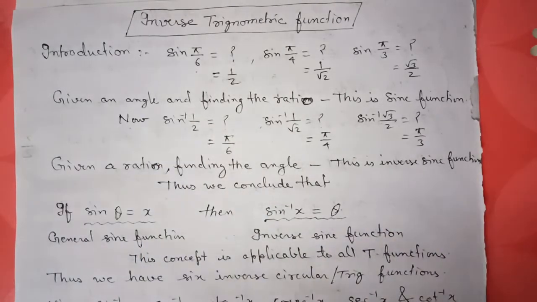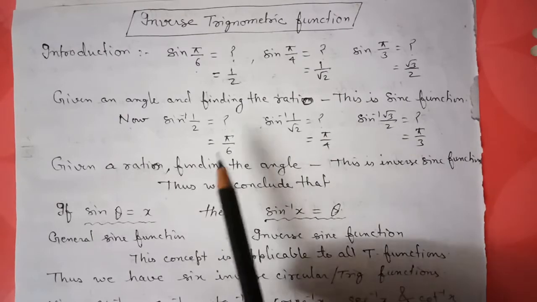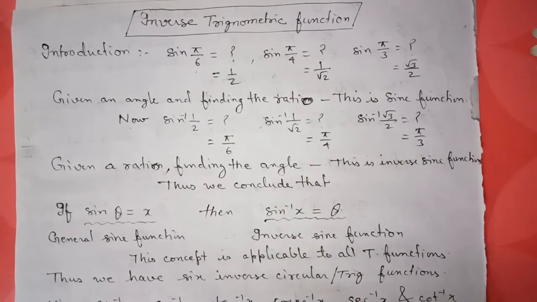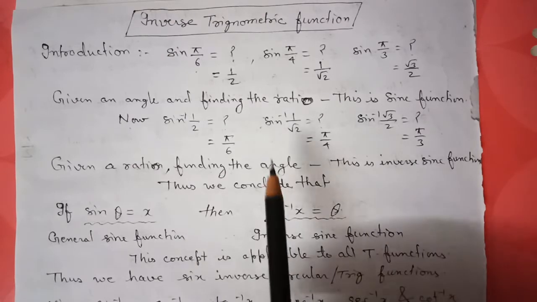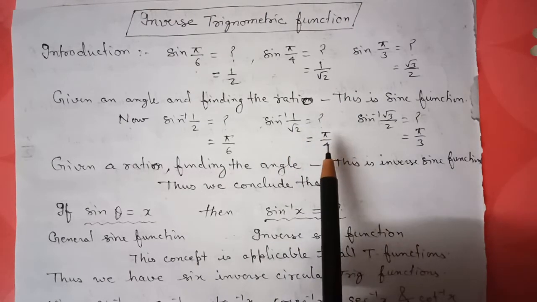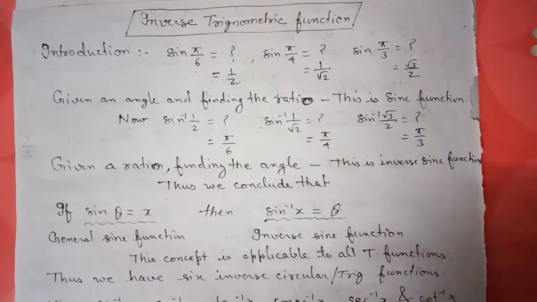Sine inverse 1 by 2. Sine inverse 1 by 2 is equal to what? That means we have to think of an angle whose sine value is 1 by 2. And your answer would be pi by 6. Now sine inverse 1 by root 2 is equal to what? Now you have to think of an angle whose sine value is 1 by root 2. Of course, your answer would be pi by 4. That means sine pi by 4 is 1 by root 2.